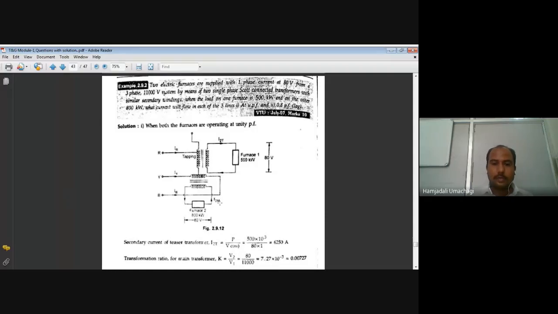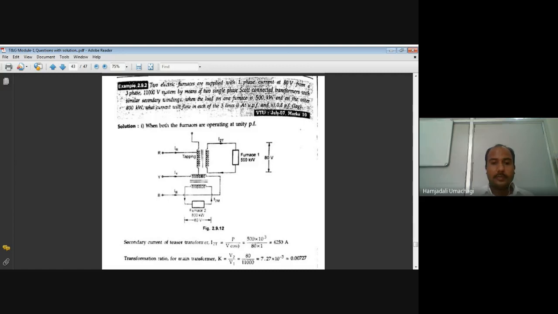Dear students, in this session we'll solve numerical problems on Scott connection. Scott connection is used to convert a three-phase to a two-phase supply system, and this type of connection is used in electric furnaces. So today let us solve problems on Scott connection.